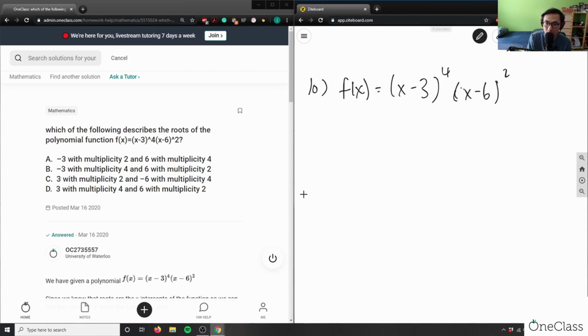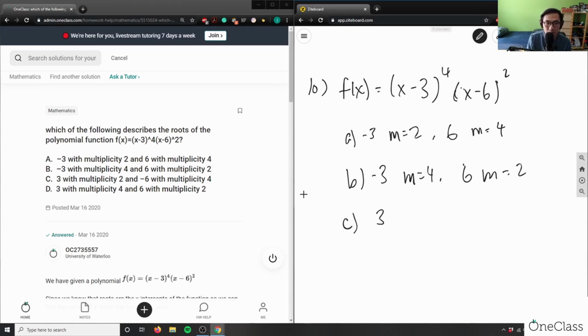So it says here A: negative 3 with, I'm going to say m equals 2, and 6 where m equals 4. B here is negative 3 is m equals 4, 6 here is m equals 2. This is all m equals multiplicity, simply. C: 3 is m equals 2, negative 6 is m equals 4. And D here is 3, m equals 4, and 6 is m equals 2.